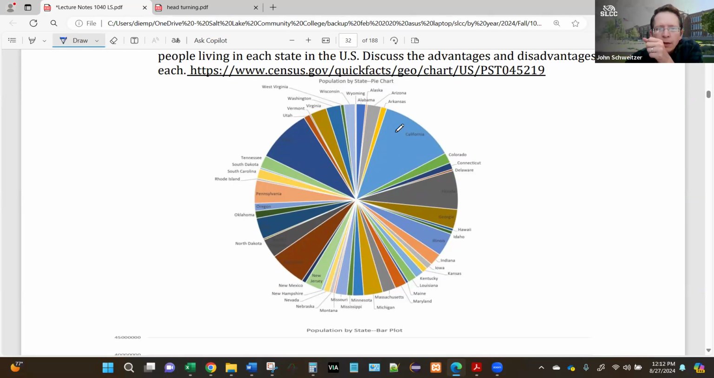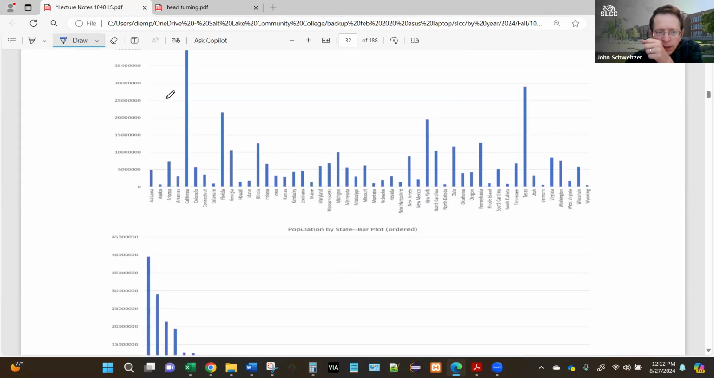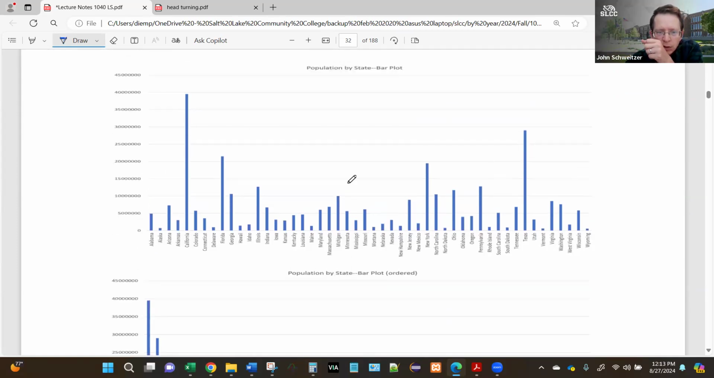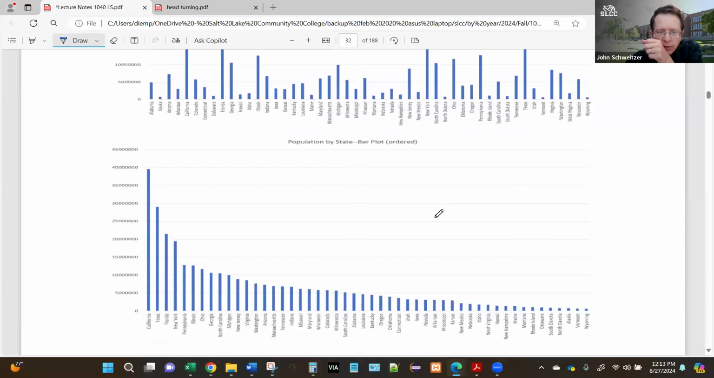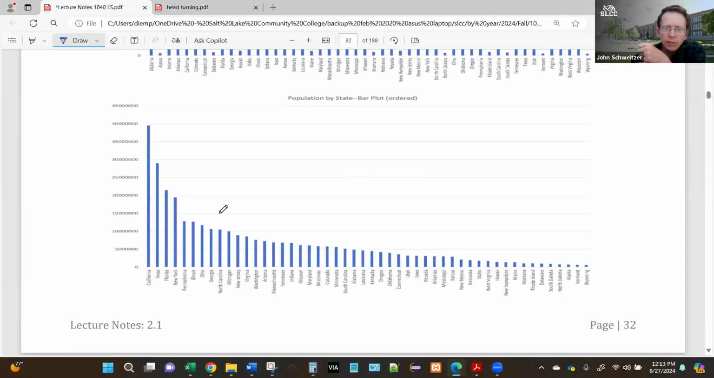Okay. And then so we've depicted it as a pie chart. Then we've depicted it as a bar chart. And then we've depicted it as another bar chart, but notice that each column is shorter than the one that came before it. Okay, so it's in descending order, right? So it's descending as we go from left to right. When we put a bar chart in order, either descending or ascending, we call it a Pareto chart.